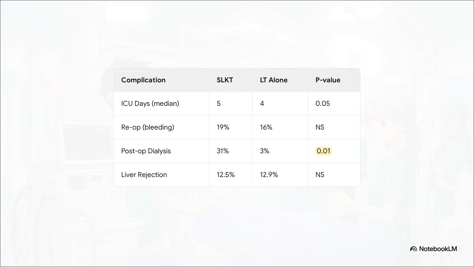But, and there's always a but, that fantastic long-term survival doesn't mean the immediate postoperative road is easy. The journey to get there can be tougher. Look at this table. While many complication rates are similar, the need for postoperative dialysis is dramatically different. 31% of SLKT patients still needed dialysis temporarily post-op, compared to just 3% of the liver alone group. This tells us that delayed graft function in the new kidney is a real issue, and the early post-op period is often more resource-intensive and complicated for these patients.